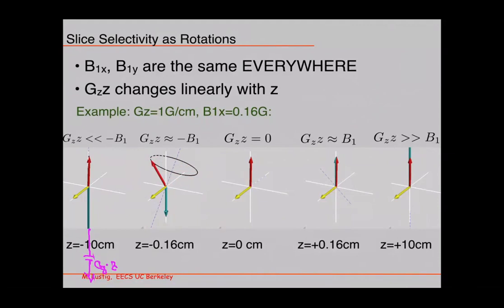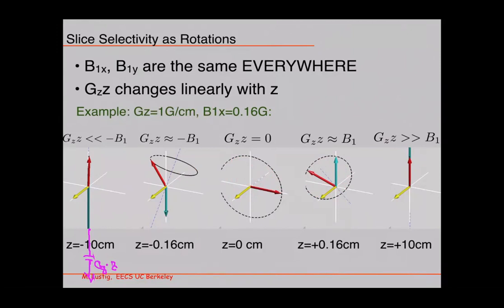I mentioned what is happening at Gz equals zero: the excitation is complete. Then exactly on the other side, we have excitation that is partial again, and then far away, 10 centimeters away for example, Gz times z is again much, much bigger than B1. Hence, the magnetization is just going to precess again about the z axis and not be excited. So we have far away, not excited; in the center, full excitation; and close to the center, partial excitation.